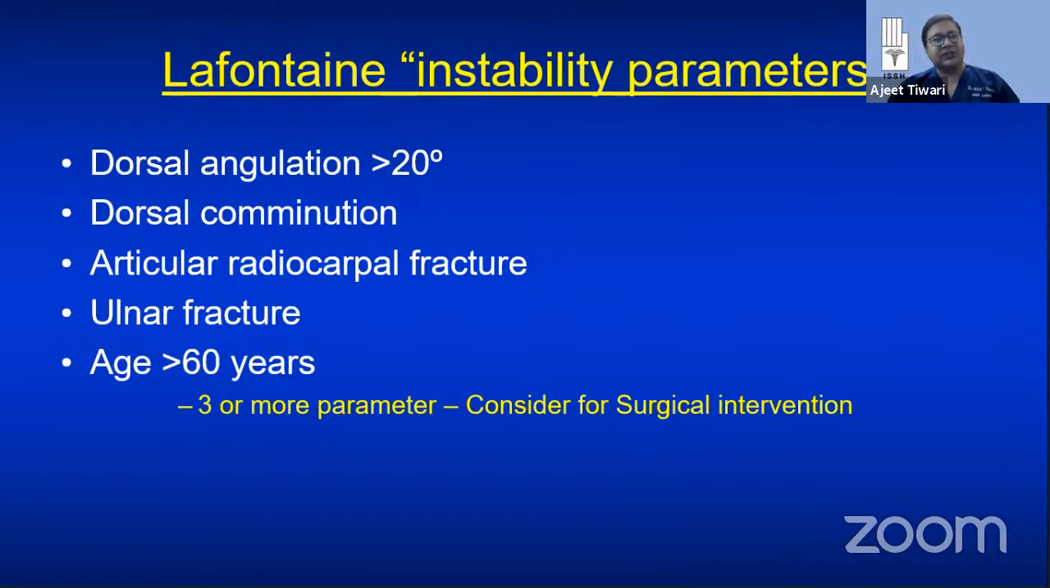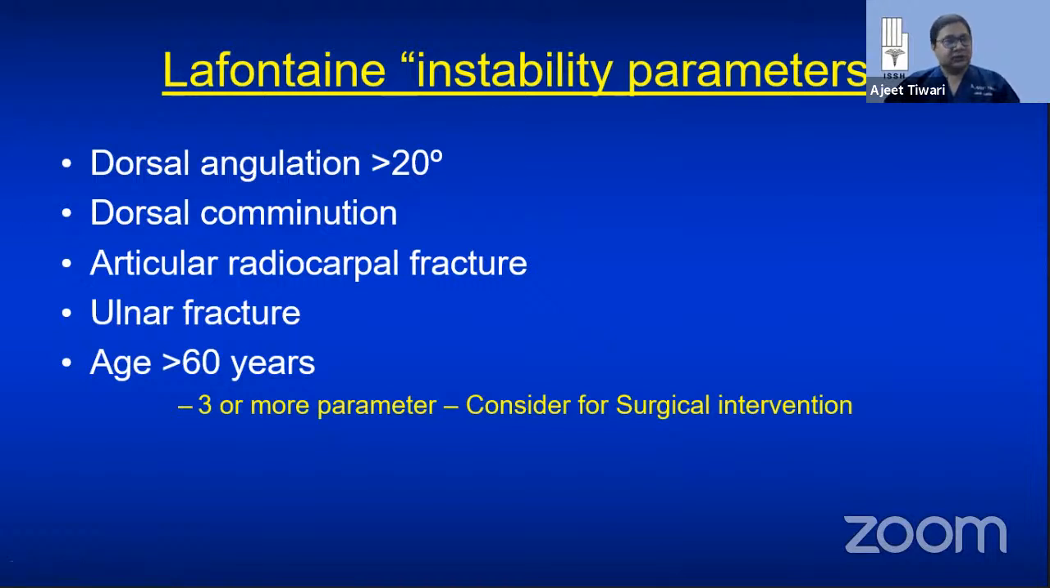If you see my patient, what I have shown in my case, there's a dorsal angulation of more than 20 degrees. There's dorsal comminution, second. There's an articular radiocarpal fracture, third. The ulnar fracture is there, fourth. Age is less than 60. So four out of the five components are positive, and that patient is an ideal candidate for surgical intervention.